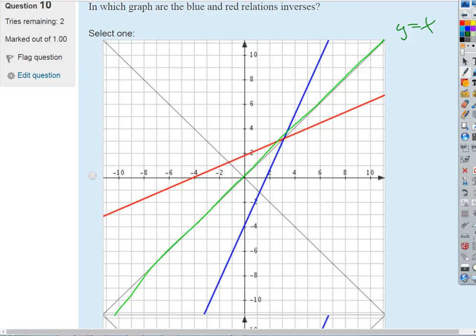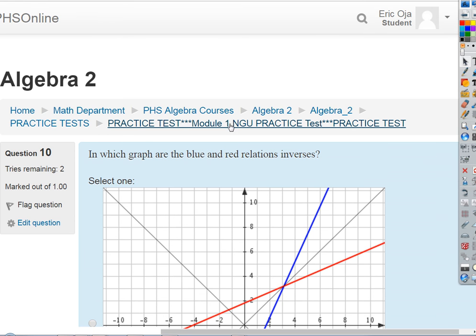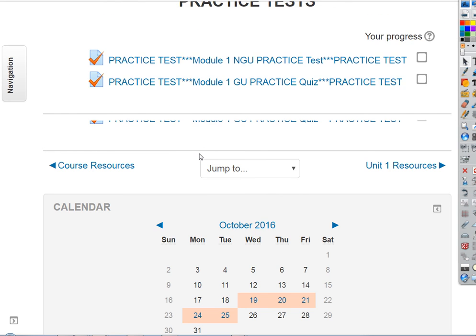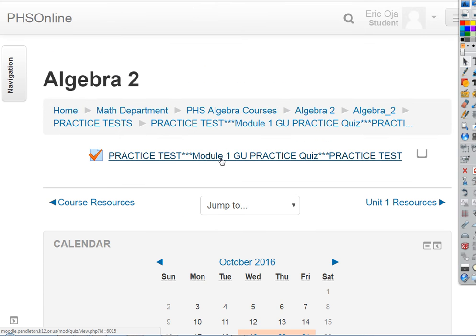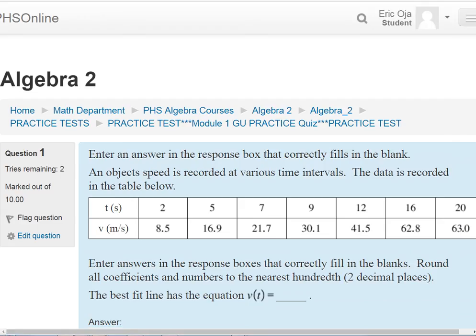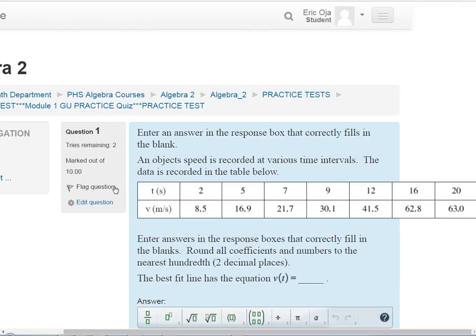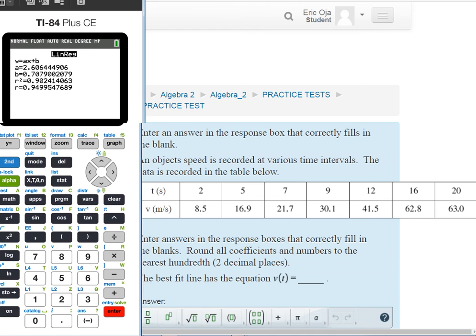Okay, so that's part one of the test. Part two is, all it is, one linear regression problem. That's it. Okay, so get your calculator. Let's go through one of these, and then you can have the rest of the period to ask questions or work on the reviews or whatever you want to do.